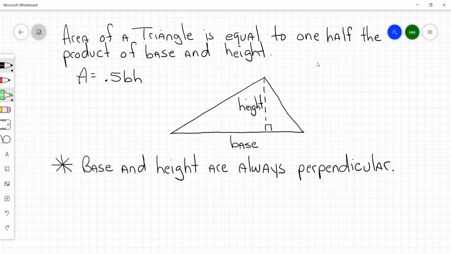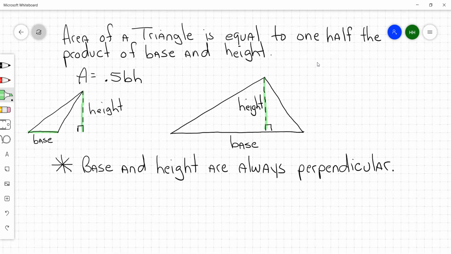They're always perpendicular. And look, if you had this triangle, let's put it over here, something like this. You could find the height out here as well. All right, now this is your base, and this is your height. The height doesn't always have to be inside the triangle. It just has to be the length of a segment perpendicular to the base.